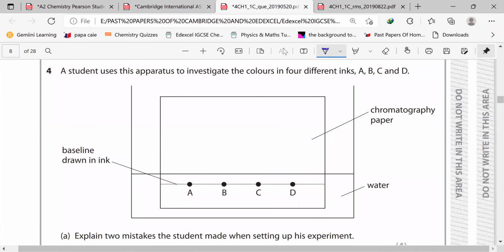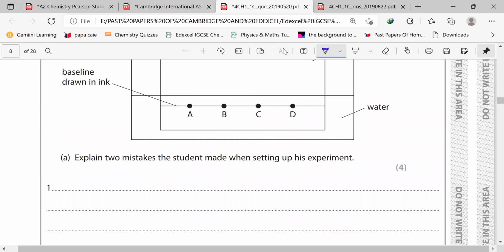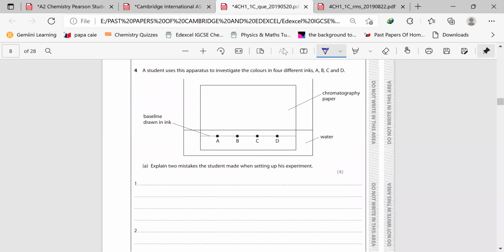Continue. Okay, correct. The student uses his apparatus to investigate the colors in four different inks, A, B, C, and D. Explain the two mistakes the student made when setting up this experiment. For one, the water is too high up. The water level should be below the ink spots.